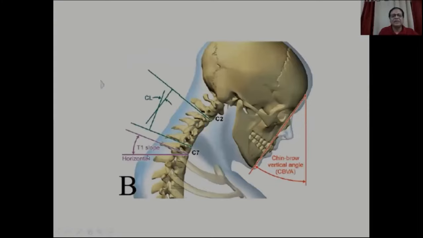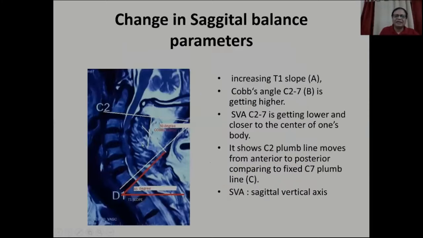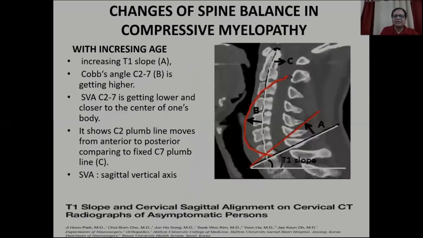So this is the T1 slope angle, which is drawn from the upper surface of T1, with a horizontal plane, and the upper surface of T1. In either a kyphotic or a hyperlordotic spine, the T1 slope angle increases. After surgery, one has to achieve a normal T1 slope angle, and if one achieves a normal slope angle, then the recovery becomes better.